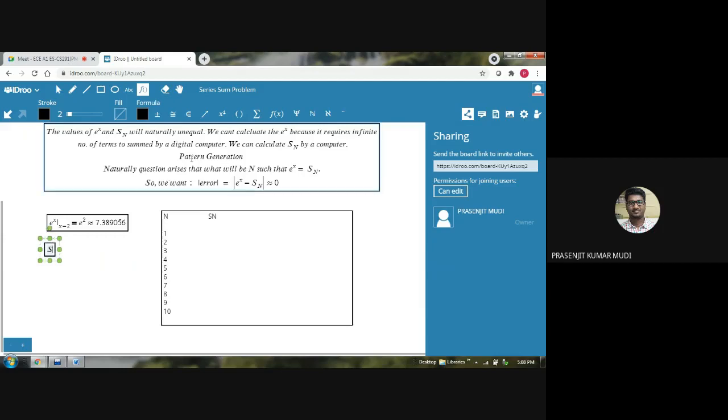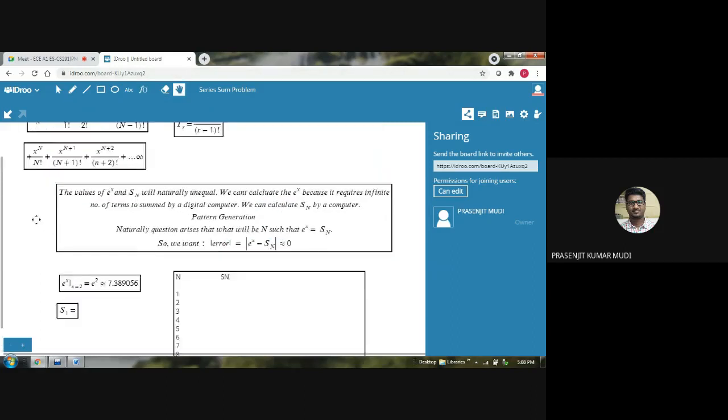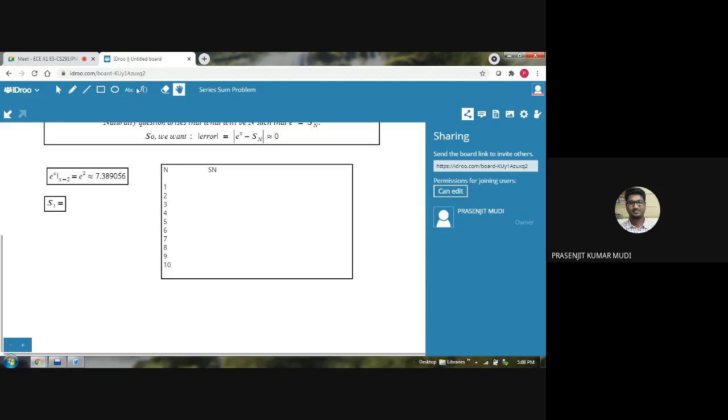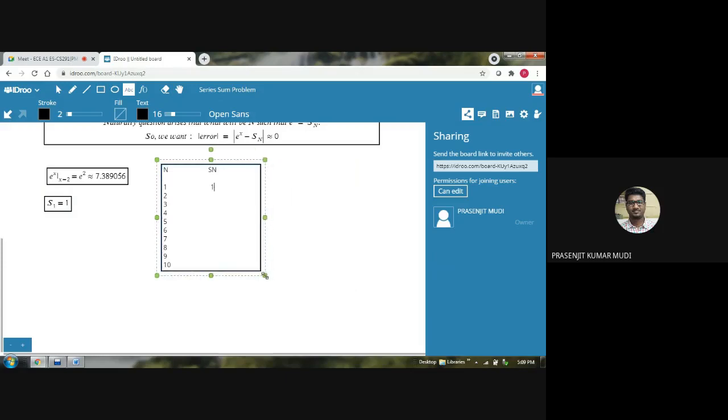S1 is, look upon the series expansion. This is Sn. If you consider only the first term, one term, that is 1 itself. Okay, no need to compute. You can understand that S1 will be equal to 1. Immediately here you are putting that it will be 1.